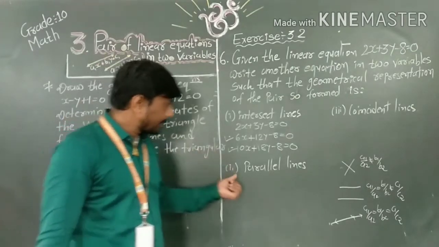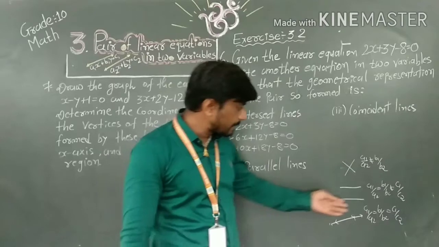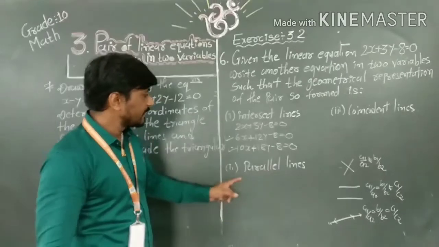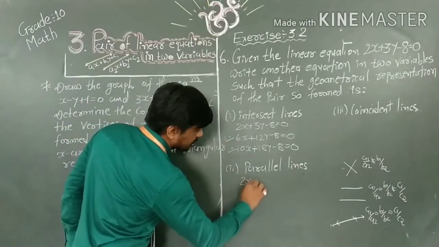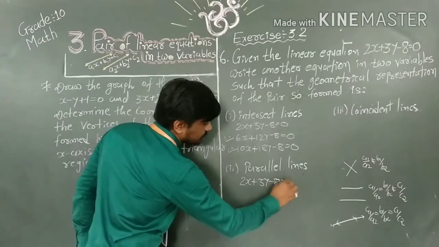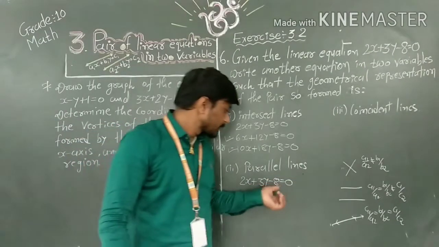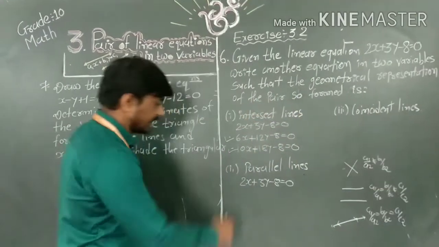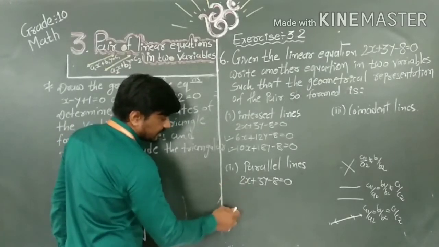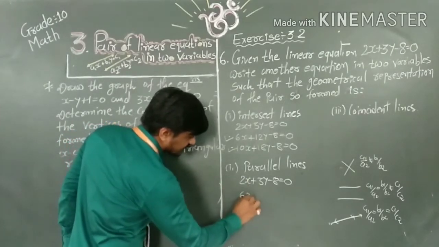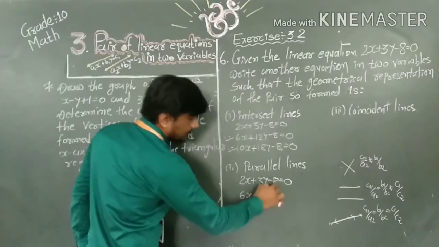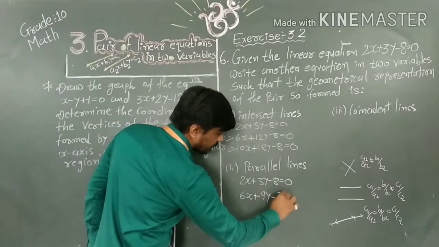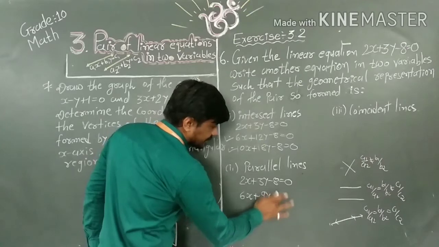In a similar way, for parallel lines, which condition must hold? Both ratios are the same, but the third one is not equal. Therefore, our equation is 2x plus 3y minus 8 is equal to 0. We want the ratios to be equal, so I multiply by 3, that means 2 threes are 6x, 3 threes are 9y, but I don't want the same third ratio. Therefore I write 8 twos are 16.